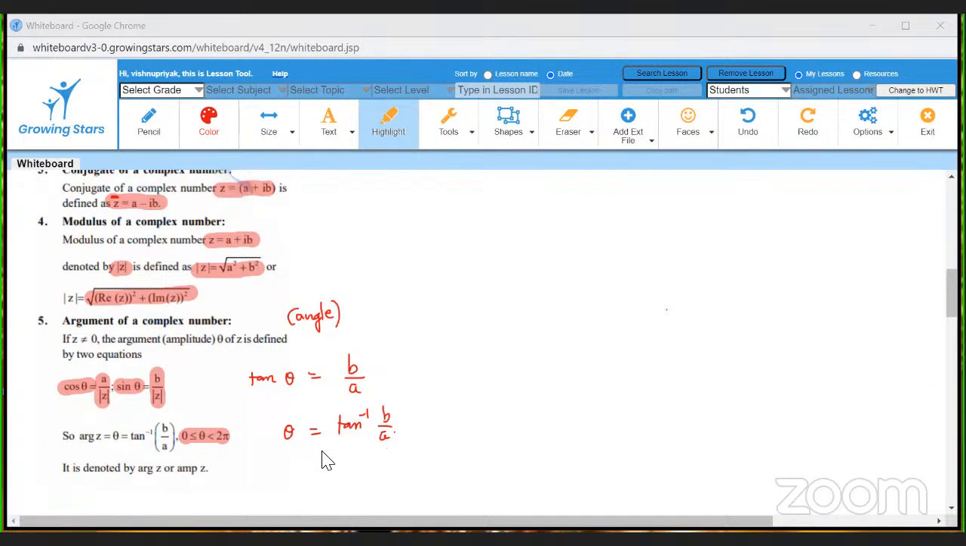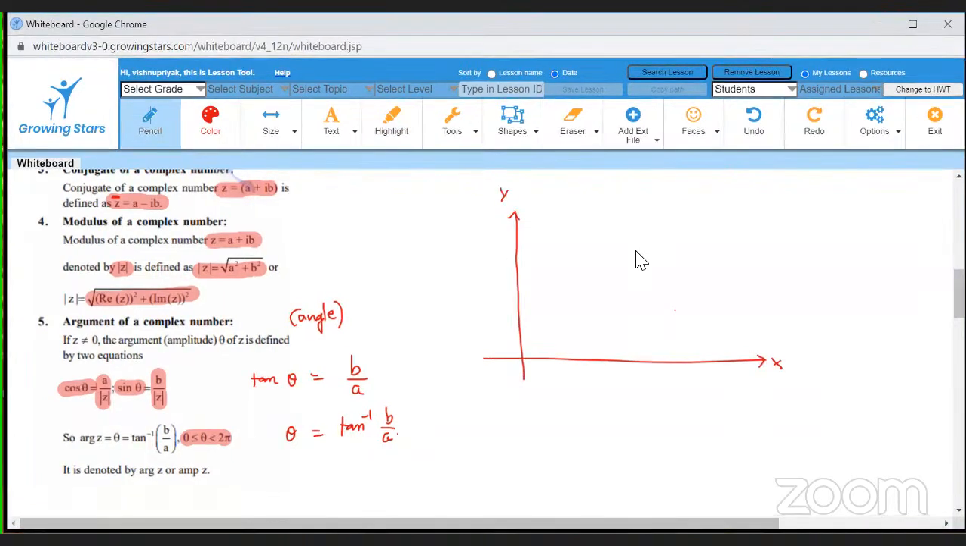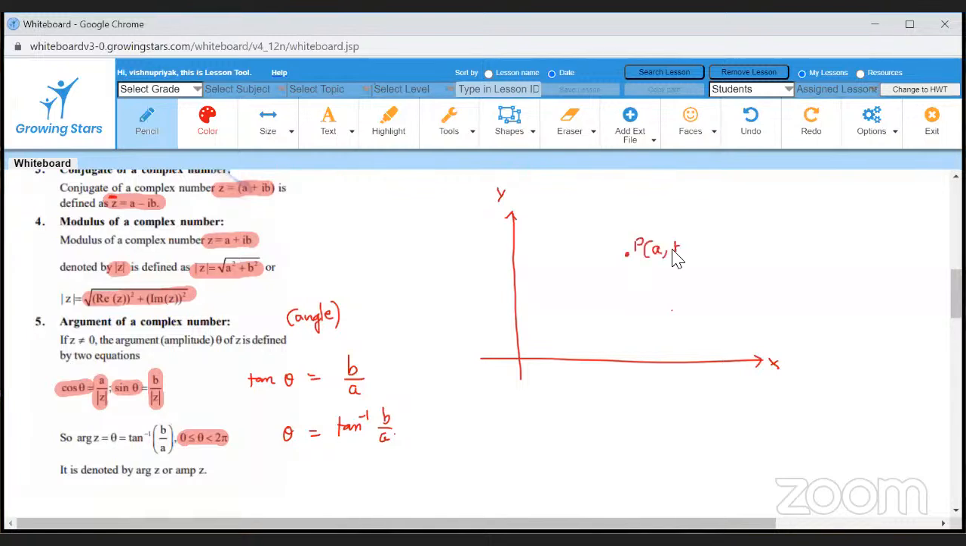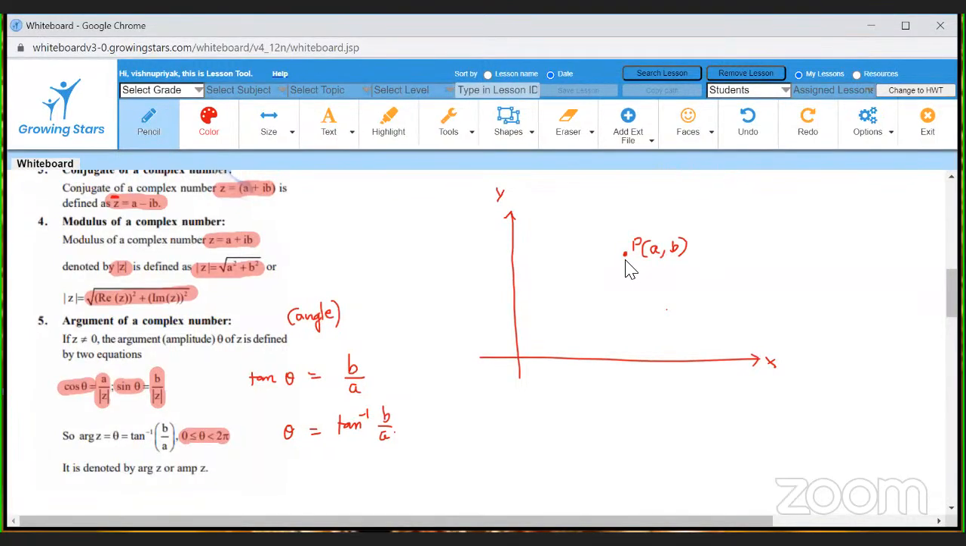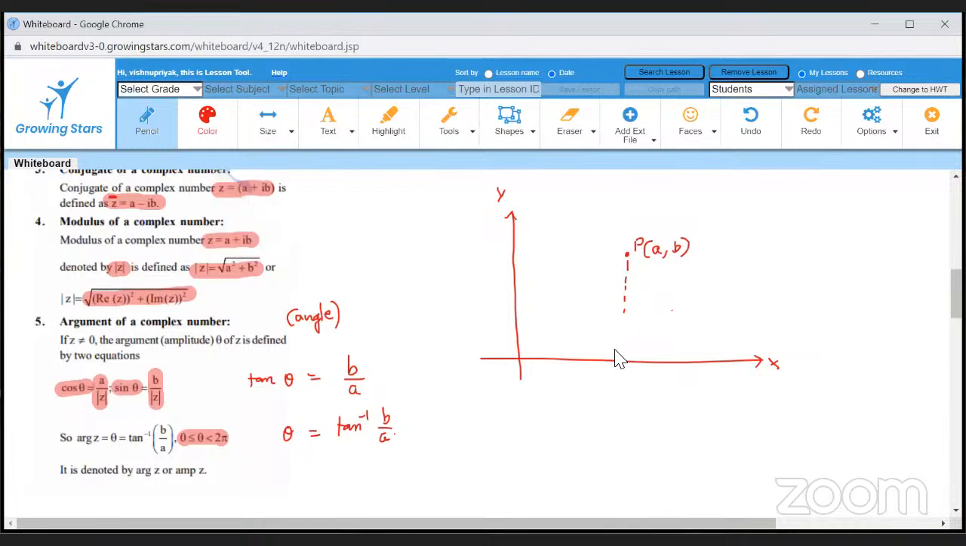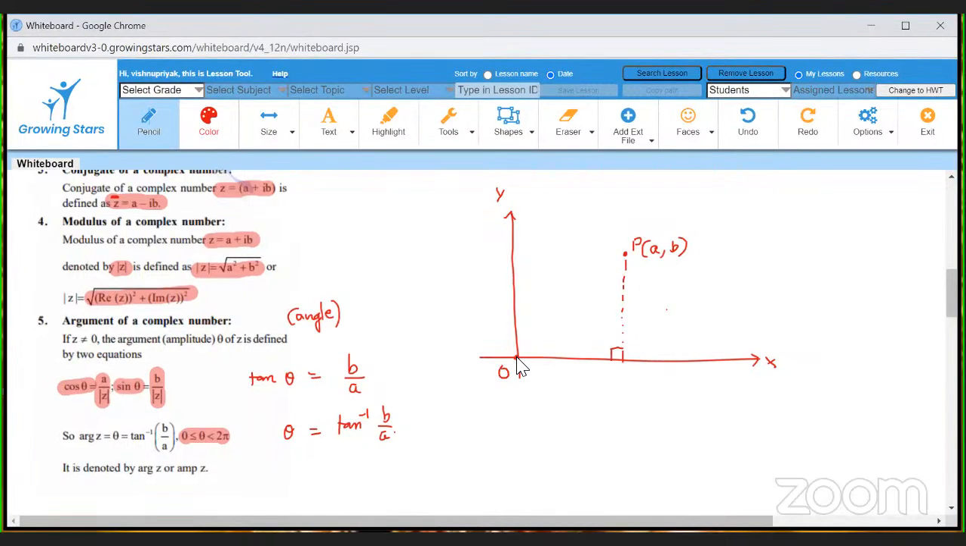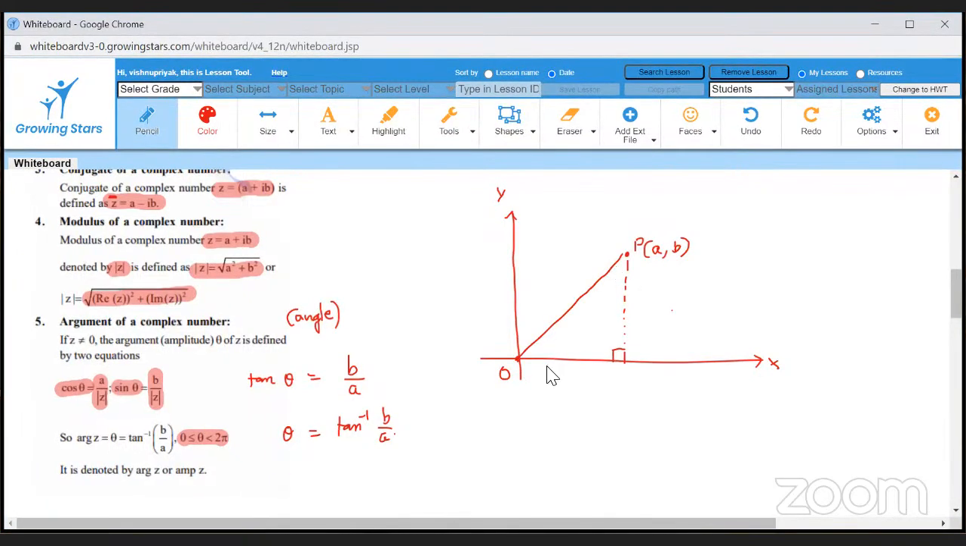So angle you can find like this, but you may have a question: how is angle related to complex number? For that, you have to take a diagram. X-axis, Y-axis. You take a point (A, B). If you draw a perpendicular and if you join the origin, this distance is A.